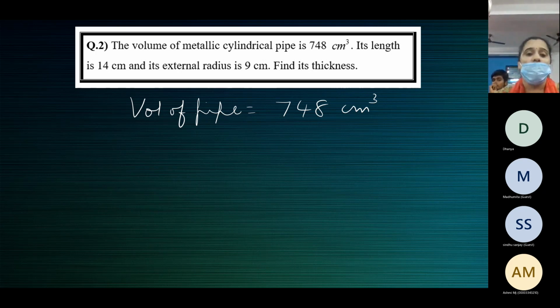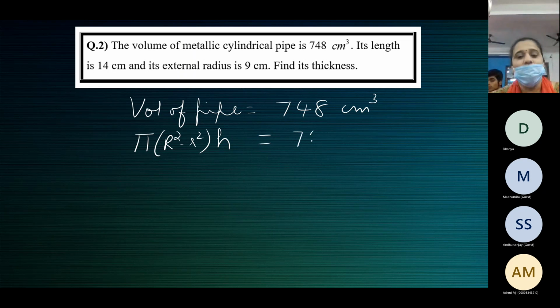Now, what is the formula to find the volume? Listen to me carefully. It's a cylinder. So what's the formula? Normally it is pi r square h. Now here, it's a pipe, no? So it will be pi into R square minus r square into h. Remember like that. For a cylinder, it is pi r square h. Here it will be pi into R square minus r square into h. This is the formula to find the volume, is equal to 748. This is also easy to write.